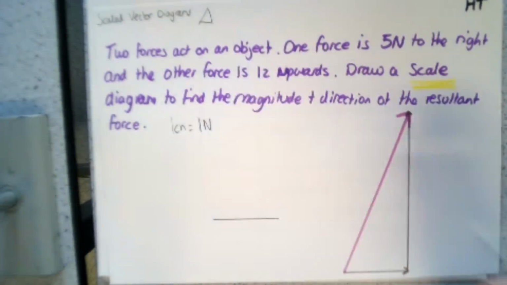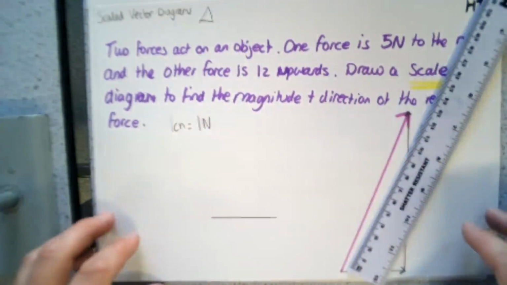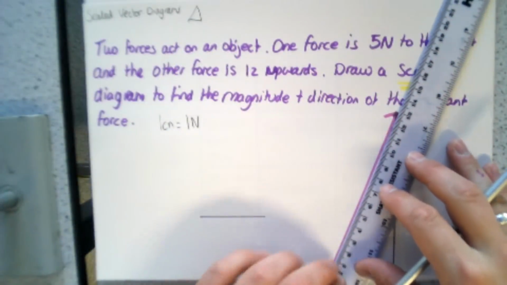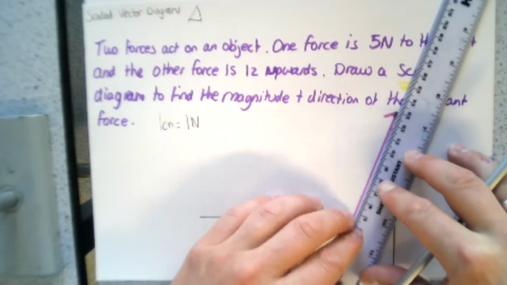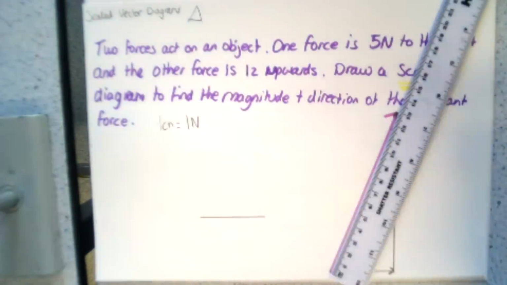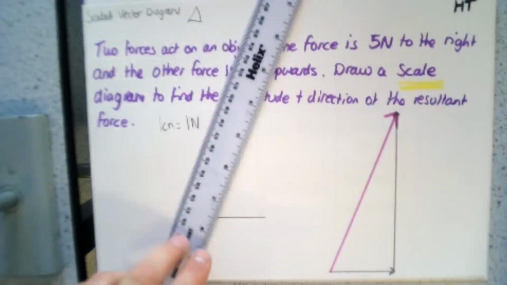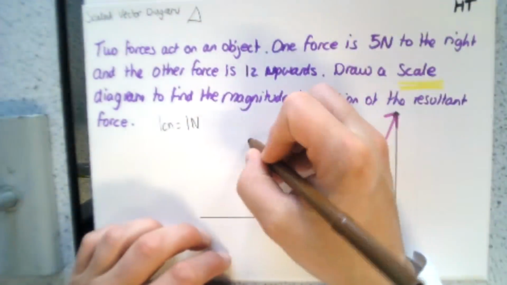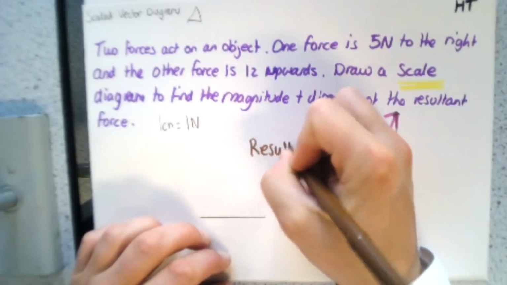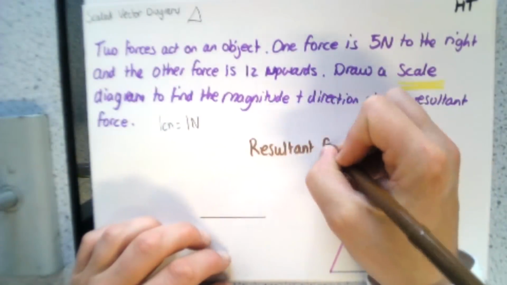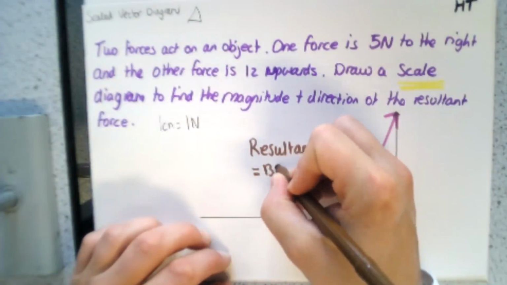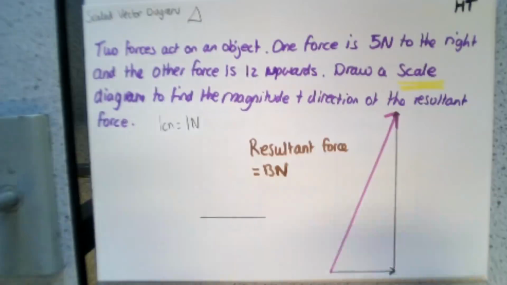The next job now is to use the scale that I've come up with. So 1 centimetre is 1 Newton. I'm going to measure this line because it's a scale diagram. So I'm going to put that bit on 0, and it comes out at 13 newtons. Okay, so my resultant force is 13 newtons. But what am I missing?